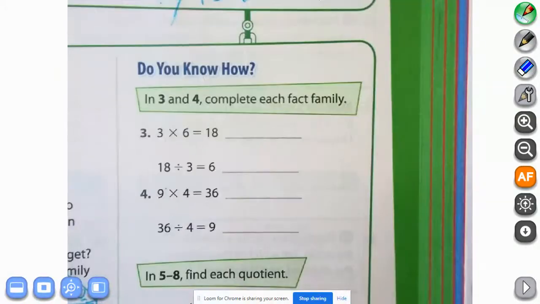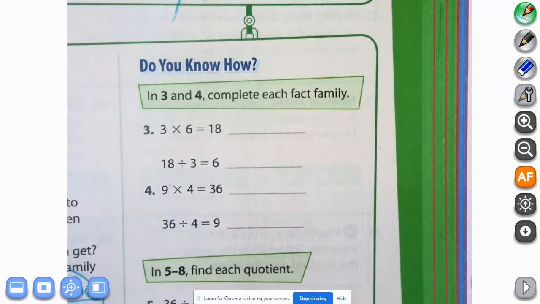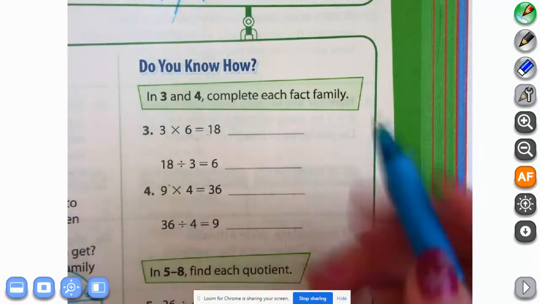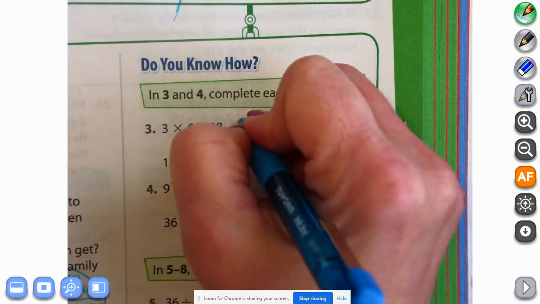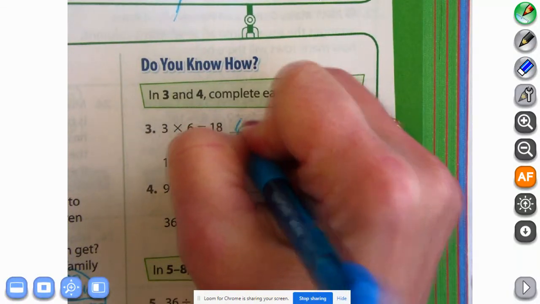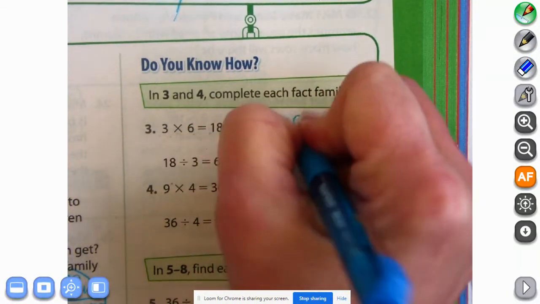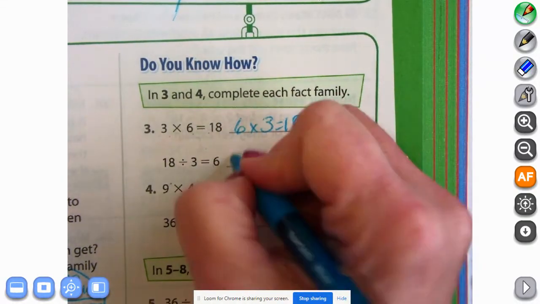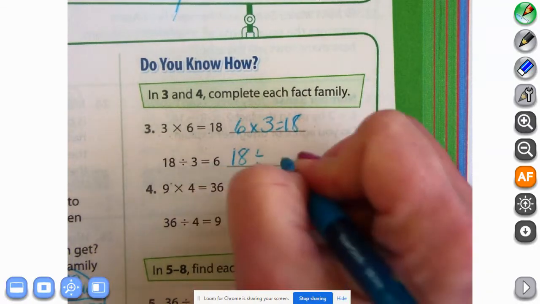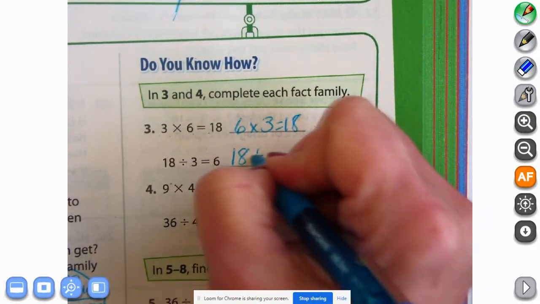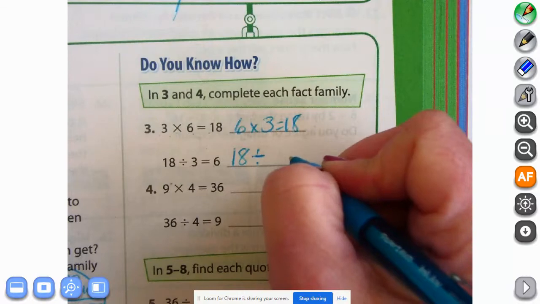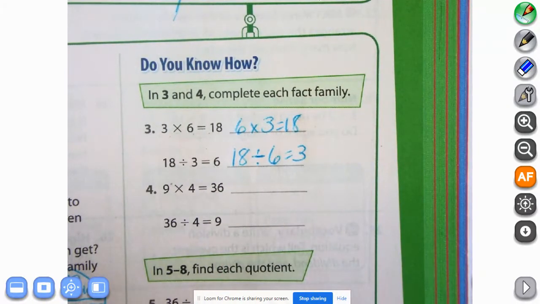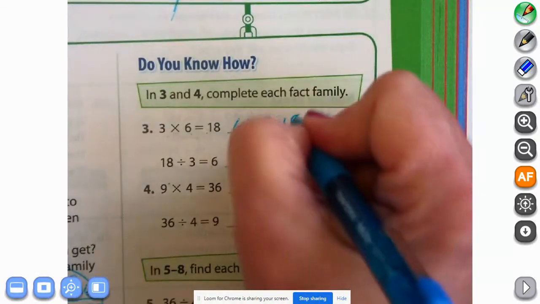Okay, we're going to go on. In 3 and 4, complete each fact family. 3 times 6 equals 18. And what's the opposite? 6 times 3 equals 18. 18 divided by 3 equals 6. 18 divided by, what would it be? 6 equals 3. Okay. Go ahead and get that written down.